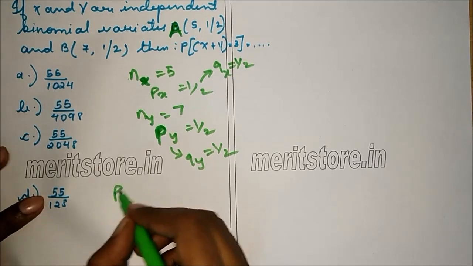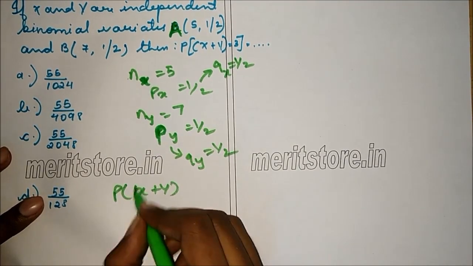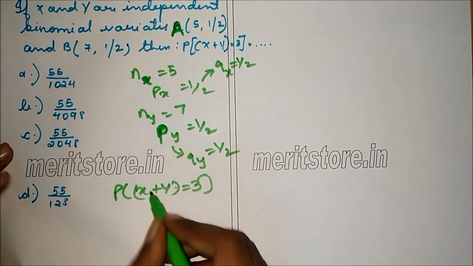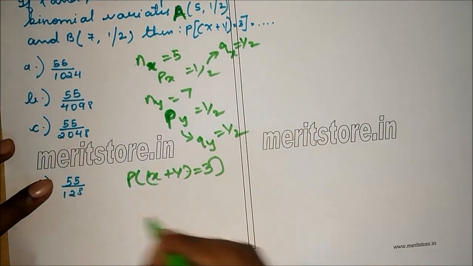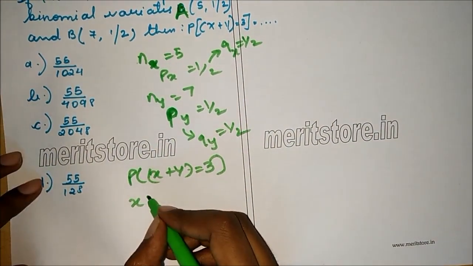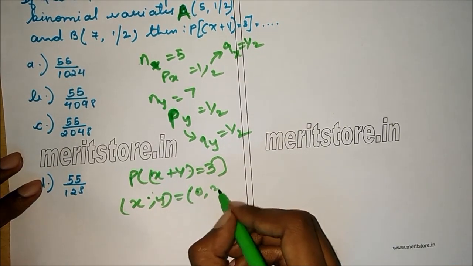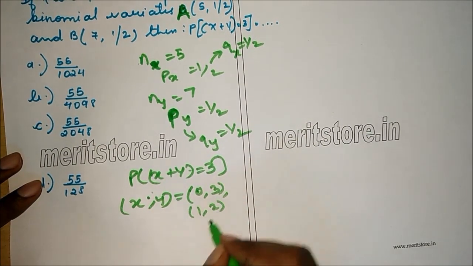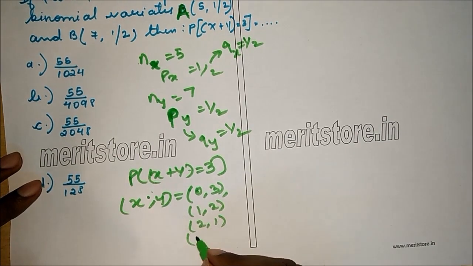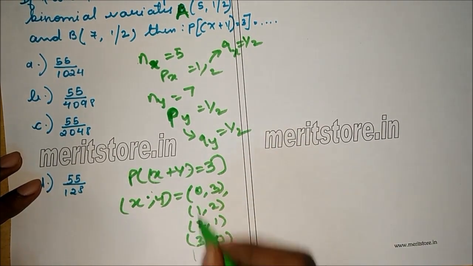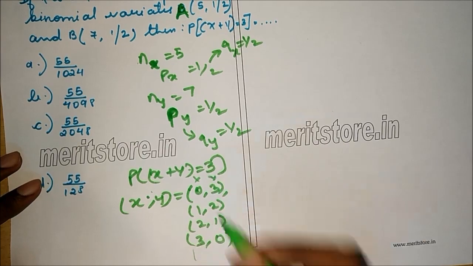So we have to find P of x plus y is equal to 3. So x plus y is equal to 3. This is only possible if x comma y is 0 comma 3 or 1 comma 2 or 2 comma 1 or 3 comma 0. So these are the values for x and these are the values for y.